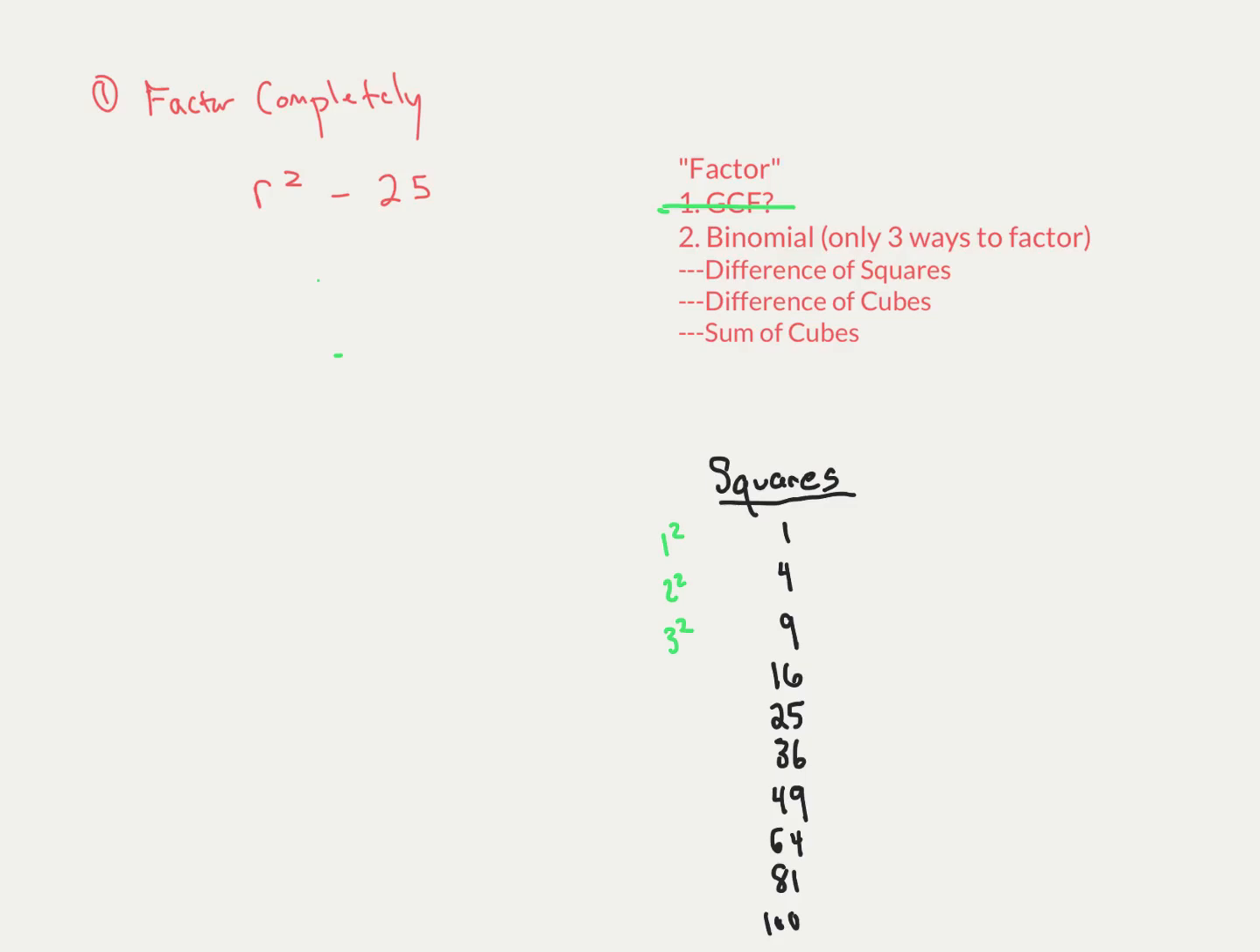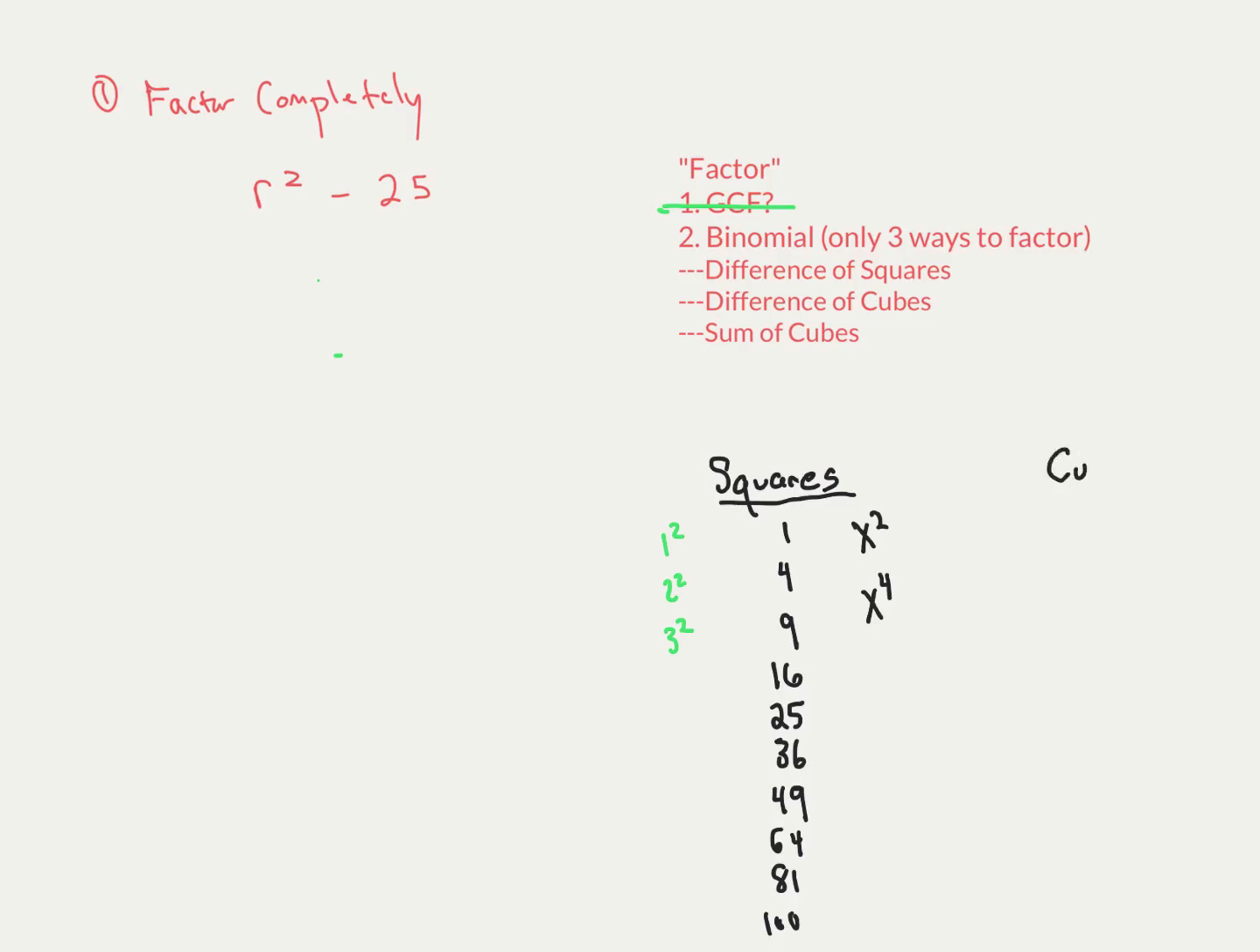4.7 is mainly going to consist of difference of squares and difference of cubes. As far as square variables go, x to the second would be the first, x to the fourth is the second. That's pretty much the only square variables that you're going to see.